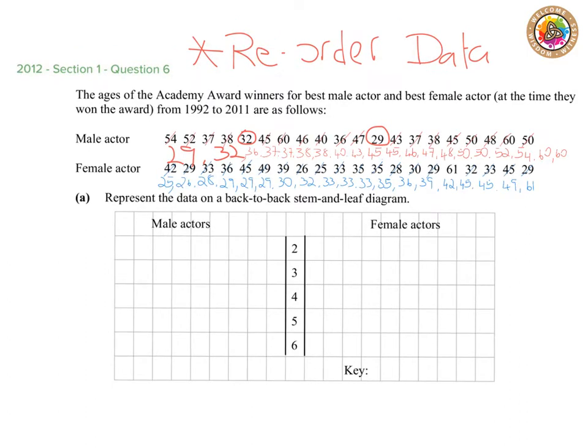Okay, so now that I have reordered the data, then I can begin to write it into my stem and leaf. So beginning with the males again on the stem and leaf, well, here I would have 29, and then I would have 32, and so on. I'll continue on till I have it done. So again, you can pause the video to complete the stem and leaf diagram for yourselves.